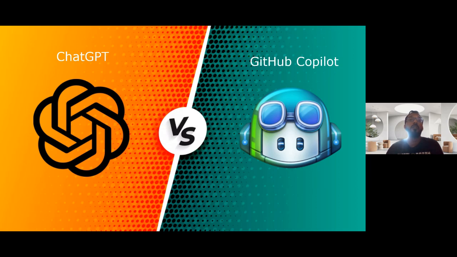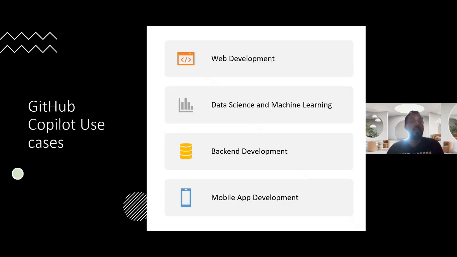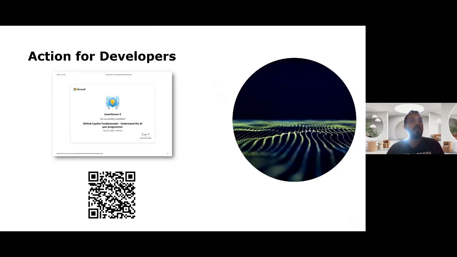With ChatGPT, you may ask for code generation, image generation, or text summarization; it has different capabilities. So these are the famous use cases of GitHub Copilot. You may be able to use it in web development, data science, machine learning, backend development, and mobile app development. You can use GitHub Copilot as a code generation model.